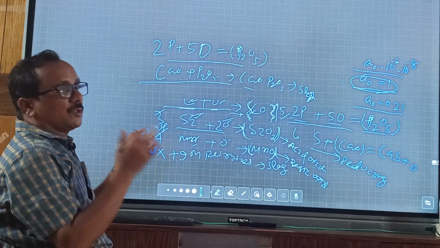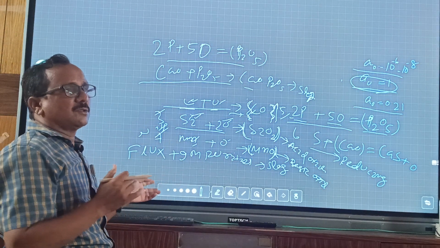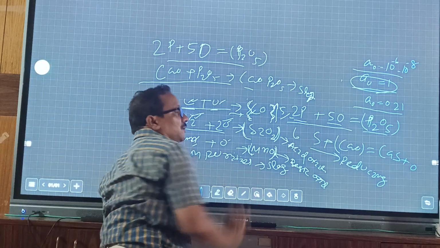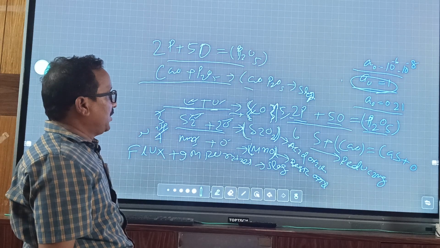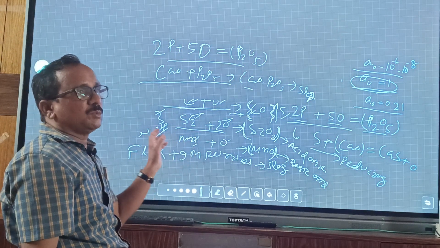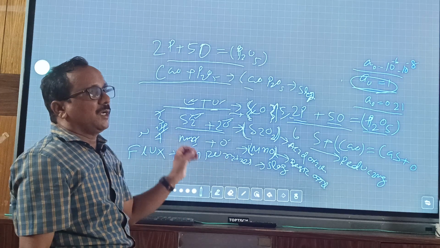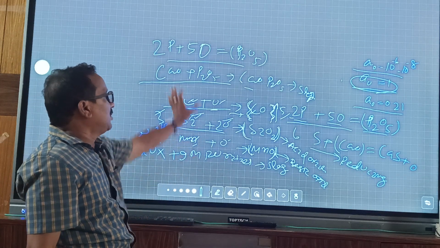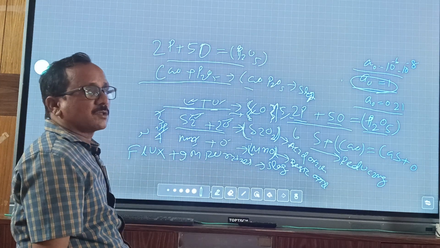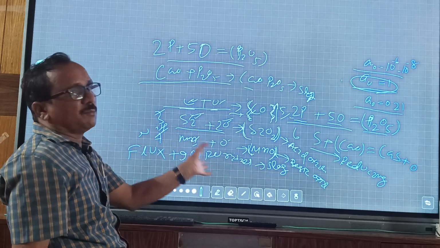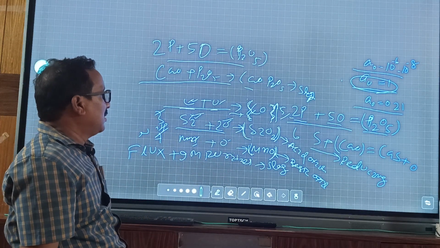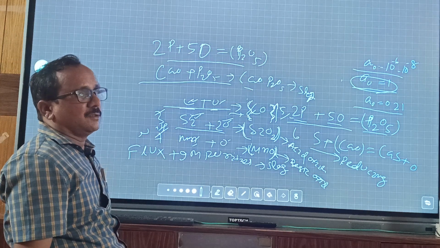So simultaneously phosphorus and manganese oxide are all removed in the oxidizing atmosphere, whereas sulfur is removed in a reducing atmosphere. To improve the efficiency of the process and remove all the impurities, we want to increase the activity of the reactants and decrease the activity of the product side. So these are the basic principles of how we make steel from pig iron. Okay.